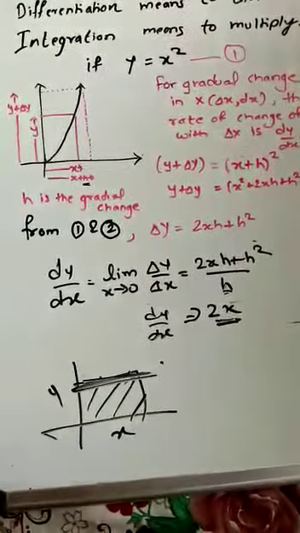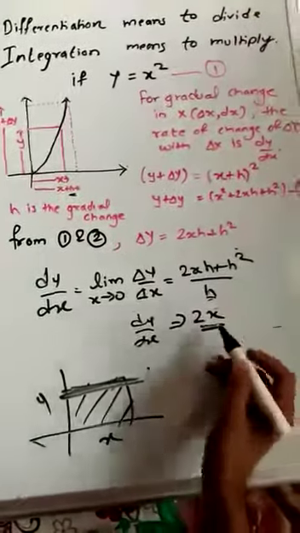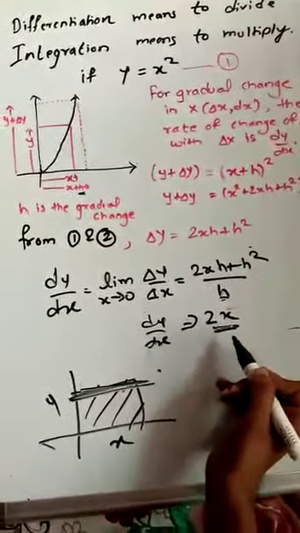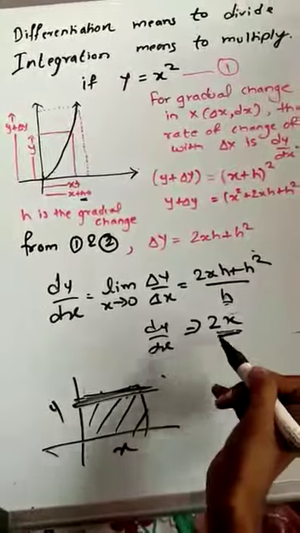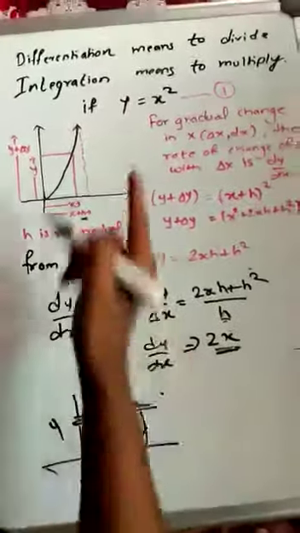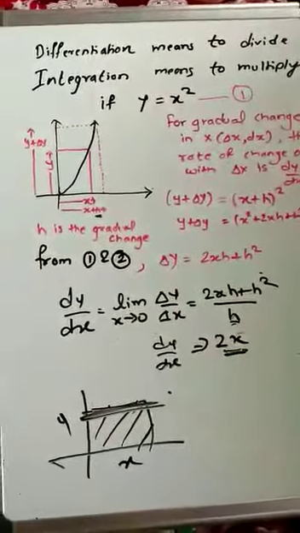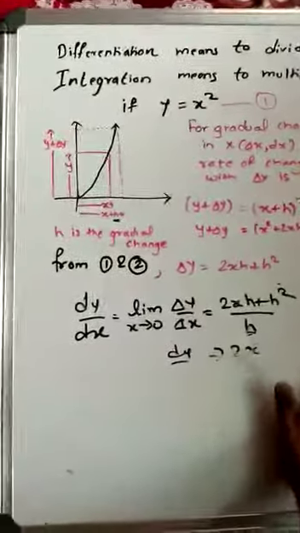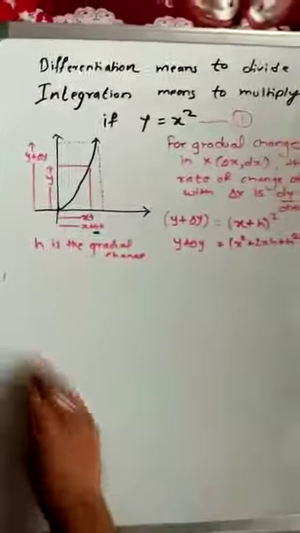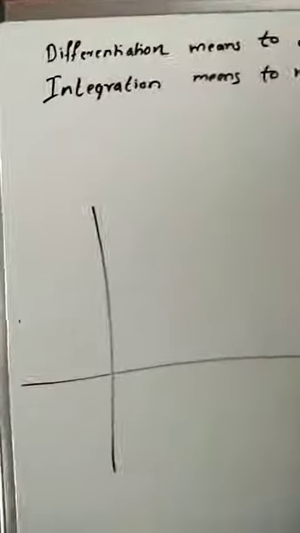Now let us go for that. Now let us integrate 2x. If we are talking about integration and we have already said that it is the reverse, that means the integration of 2x should give us x squared. Let us see if we have understood this: 2x should give you x squared, right? So let us plot the graph of 2x.